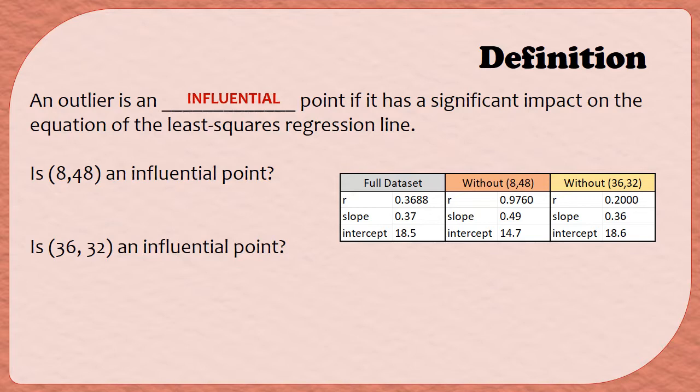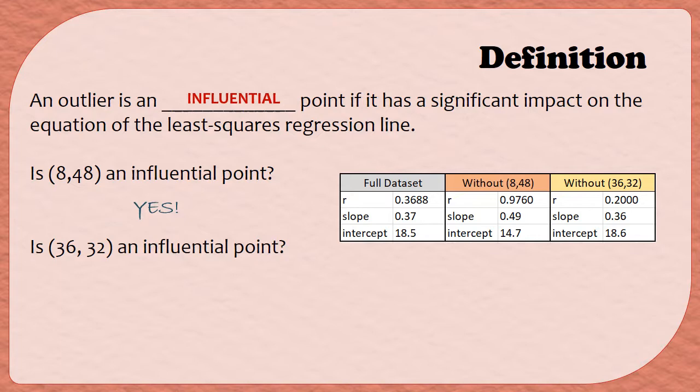So comparing the full data set with 848, we've already observed that R was a big difference, but also notice that the slope and the y-intercept of those 2 data sets are different. In the full data set, the slope was 0.37, and when we got rid of that point, the slope changed to 0.49. The y-intercept also changed by about 4 points. It changed from 18.5 to 14.7. So these are some pretty significant differences. So I would say yes, 848 is indeed an influential point for our data set.